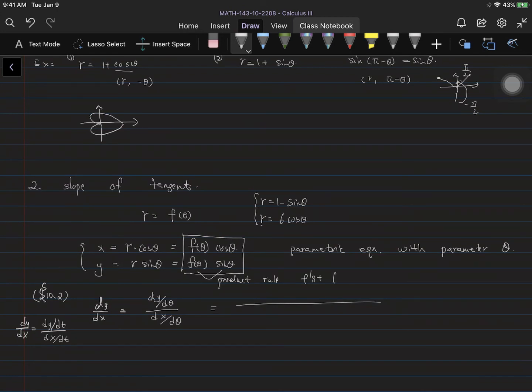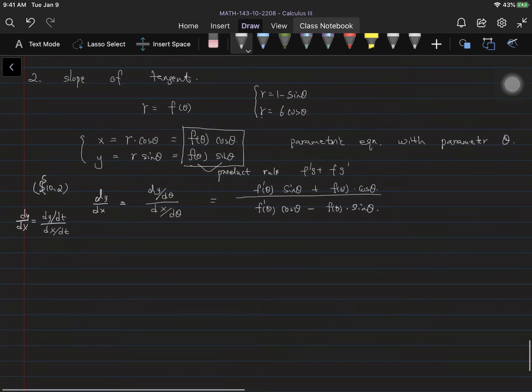f prime g plus f g prime. Okay, so that's going to be f prime theta sine theta plus f theta times the derivative of sine, which is cosine, and the derivative of x, f prime g plus f g prime, but g prime is negative sine. So this is the formula for the derivative, but you don't need to memorize the formula. I'm going to show you how to do this in the example. Okay, you can just use the parametric equation derivative to find the slope. Let's take a look at the example.